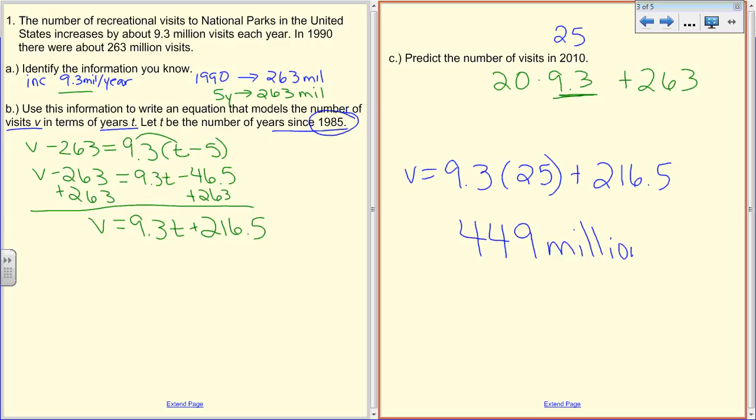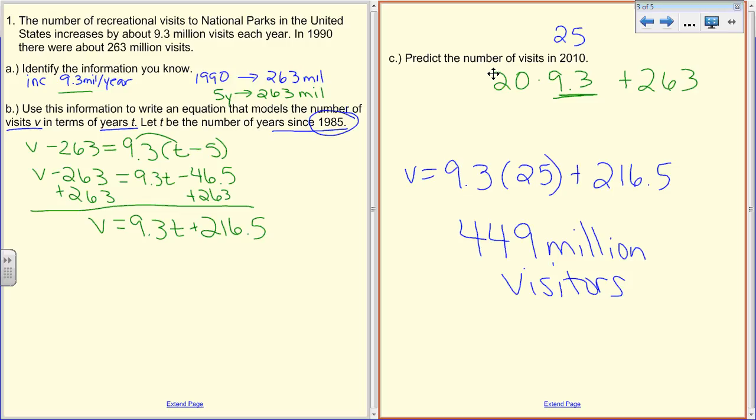You have to add million on those, ladies and gentlemen. That will not show up on your calculator. Because if only 449 people went to the national parks, they would close down that entire system. So 449 million sounds better. And then we do have visitors. All right? But we do have quite a few options for starting these problems.